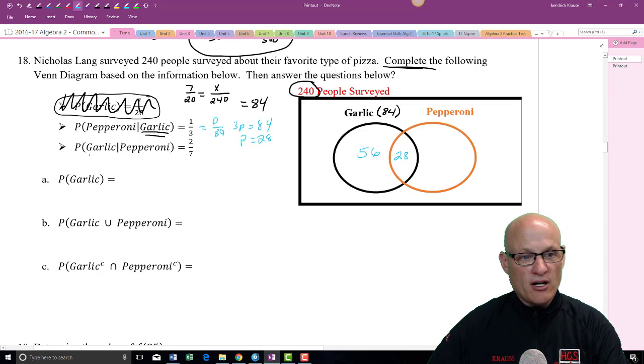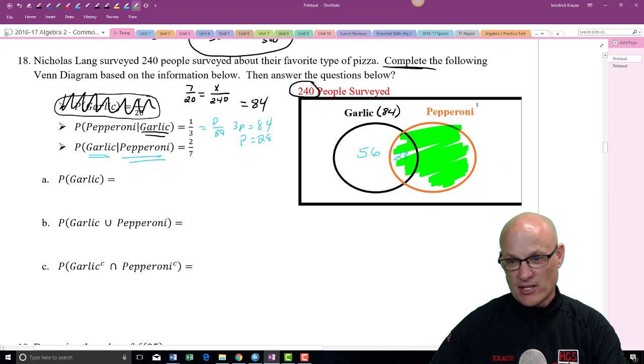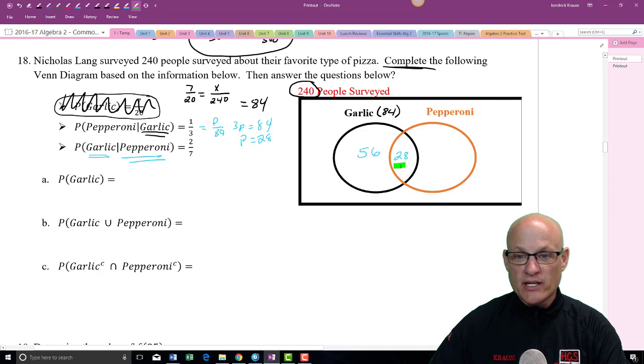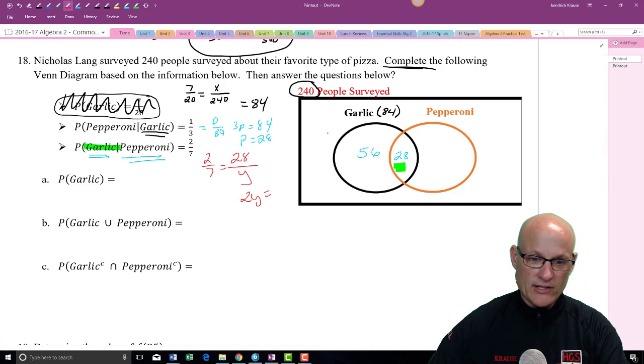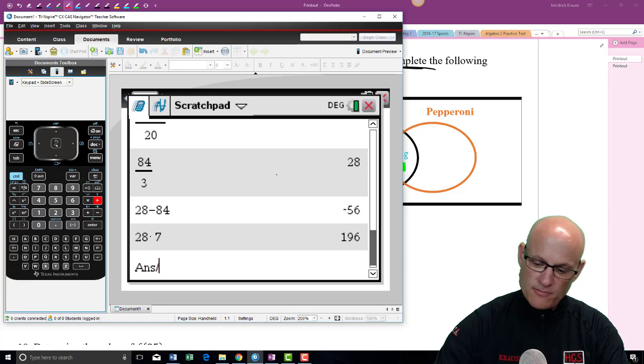Now, the probability of garlic given pepperoni. So now the only thing I'm allowed to look at is the pepperoni circle. Well, I don't know how many people are in the pepperoni circle. I have no idea. But I do know that 28 are garlic from the pepperoni circle. So this 2/7 is equal to 28 over the entire pepperoni thing, which I don't know. So we'll call that y. So 2y equals 28 times 7, which is not going to happen in my head today. 196. Divided by 2, and we get 98.